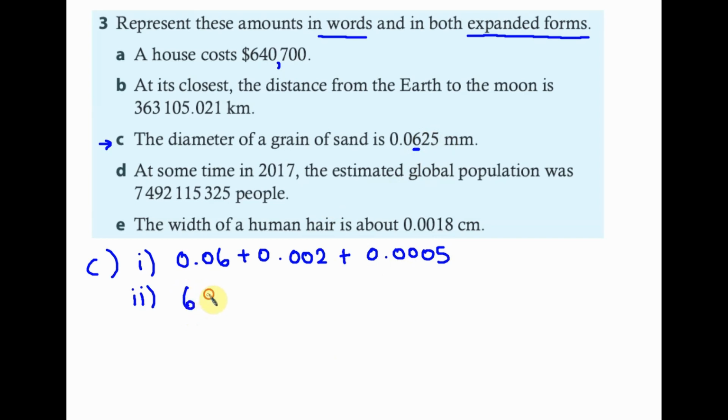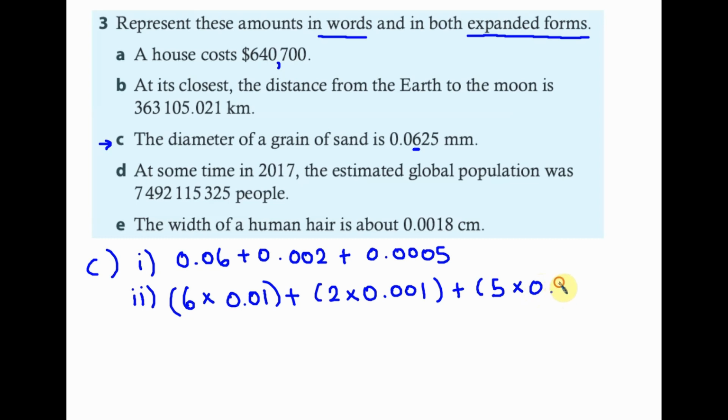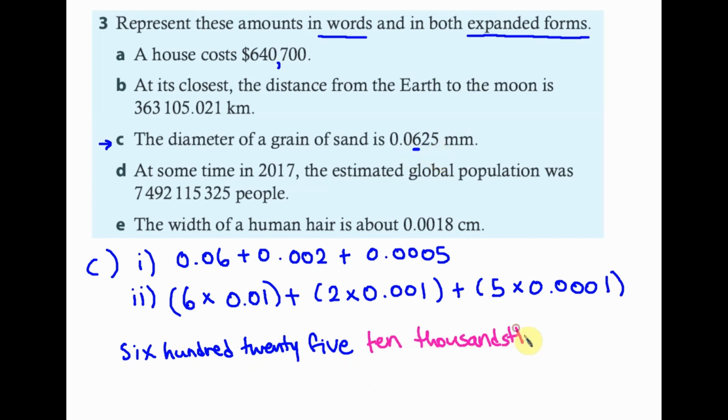So your 6 is actually multiplying by 0.01, the hundredth, plus you have your 2 times, this is your thousandth, plus you have 5 times 0.0001, the ten-thousandth. If you want to represent these in words, then you'd read it as 625. At the end, since this is the decimal place values, you will read the biggest family member, which is 10,000 with the TH at the end.